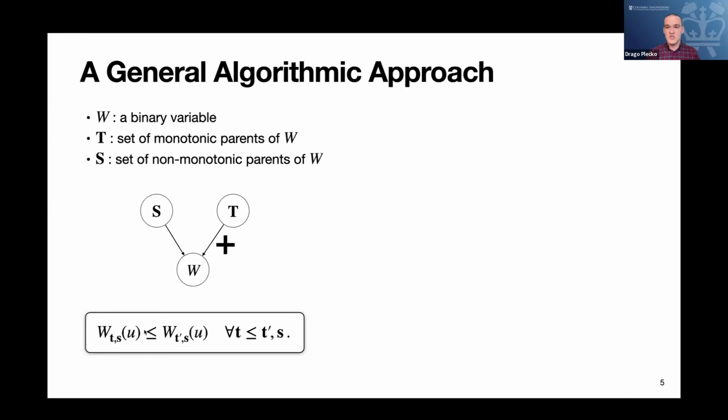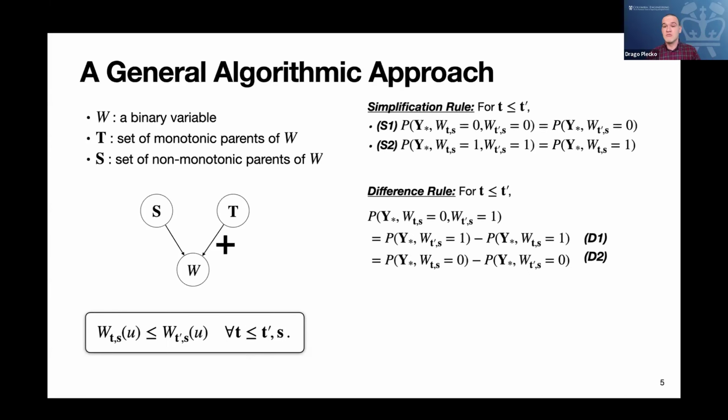So this is what the monotonicity constraint is encoding algebraically, and this is how we're going to annotate this in the causal diagram with a plus. Now, here's the first set of ideas of how to approach this: we're going to develop so-called monotonicity reduction rules. I'm going to explain exactly what the two monotonicity reduction rules are. One is called the simplification rule, and the second is called the difference rule.